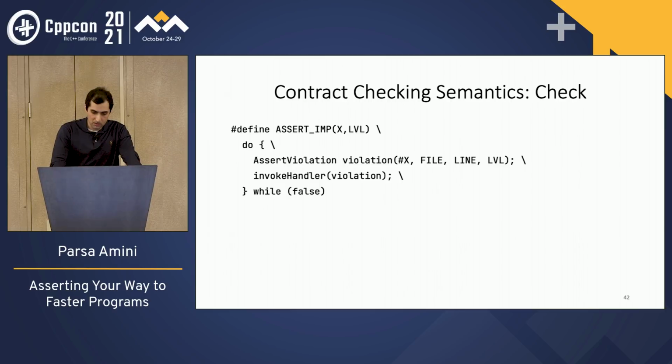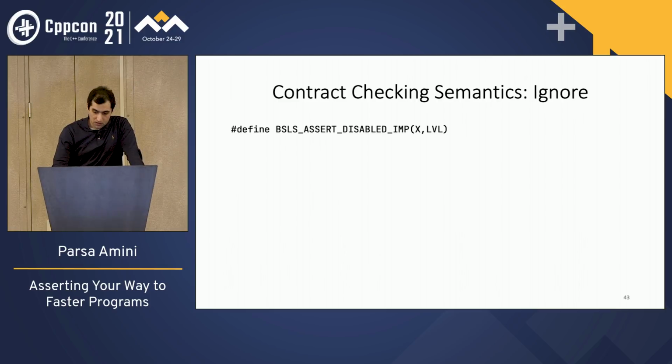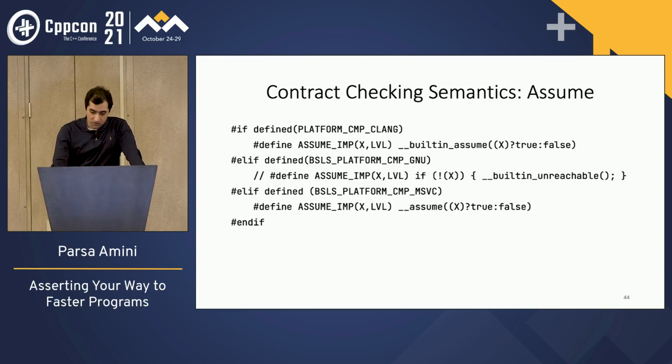How does BSLS_ASSERT work? It's a macro that expands to either good old-fashioned assertions or a violation handling mechanism. If you want to ignore precondition checks, not contracts, you just expand to nothing. And if you want to assume a contract, you expand to the compiler intrinsic of the specific platform your code is going to run on.